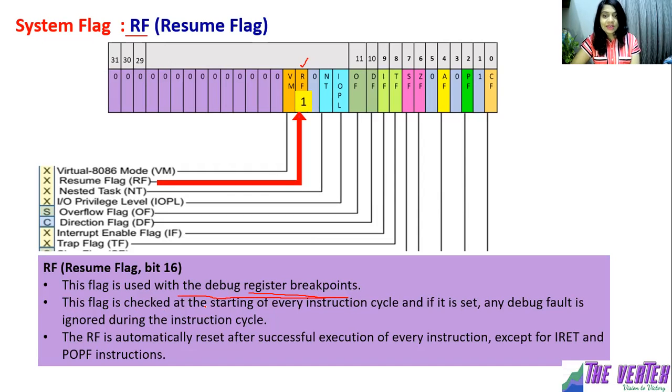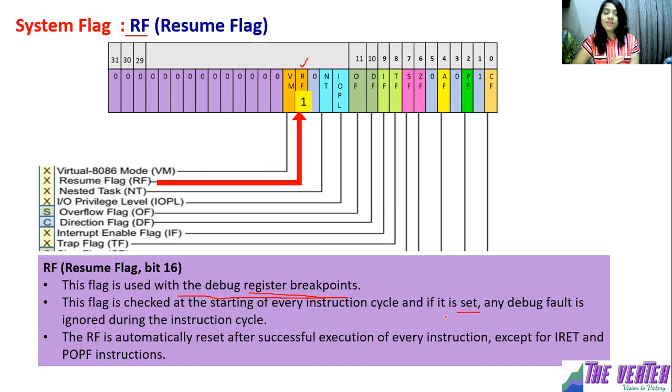This flag is checked at the starting of every instruction cycle. So what is an instruction cycle? The time required for execution of one instruction is known as the instruction cycle. So before execution of every instruction, first it will check this flag.